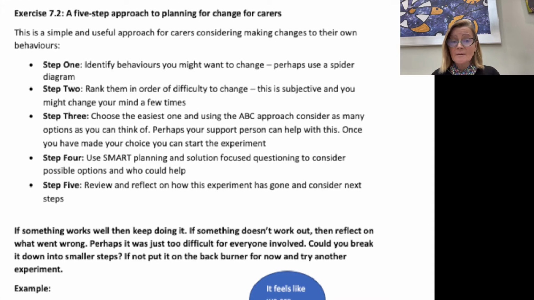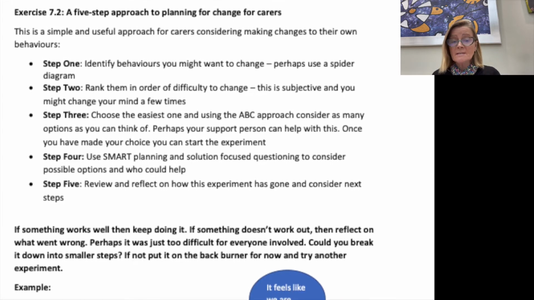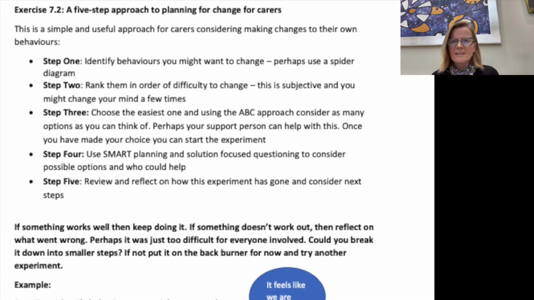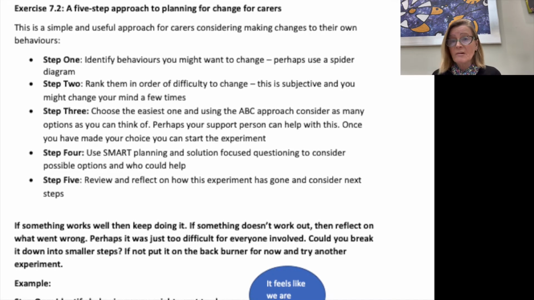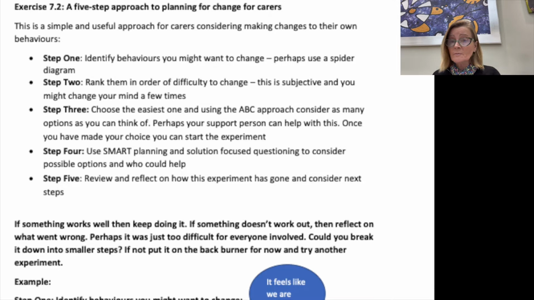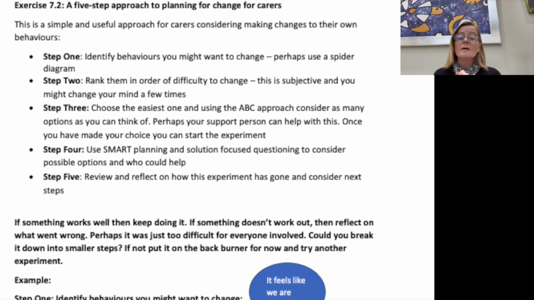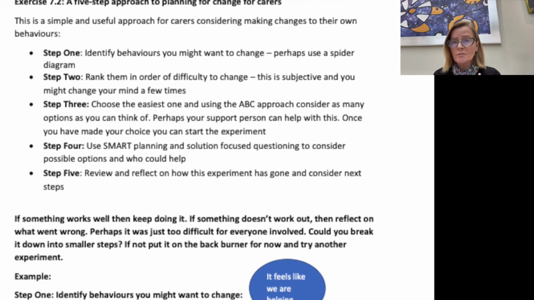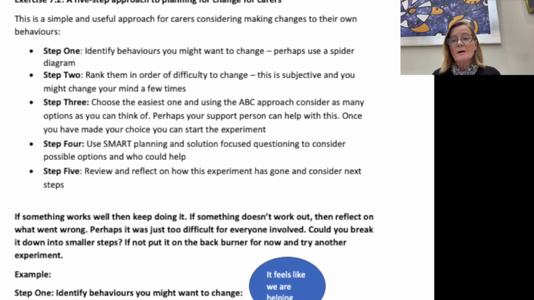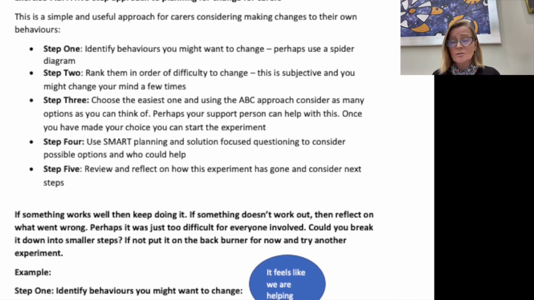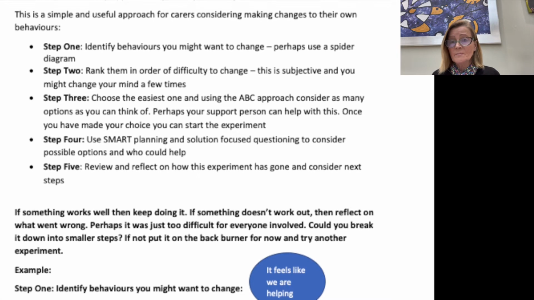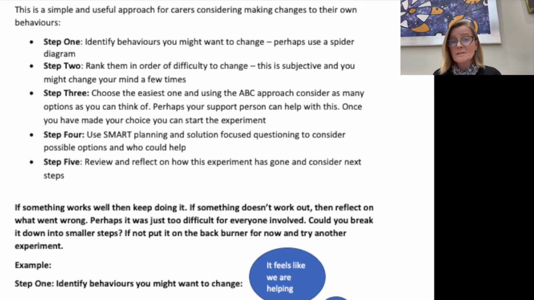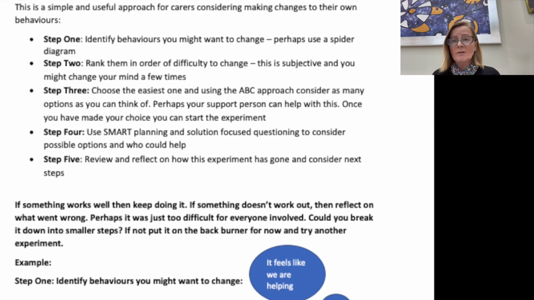So the 5 steps. The first one is identify any caring behaviours you might want to change. And I always like to use a spider diagram for this, but you could just write them down on a list. Step 2, rank them in order of difficulty to change. And the idea is that it's probably better to go for the easier ones first. But sometimes you have a real need to challenge something really difficult straight away as well. So that's okay too.